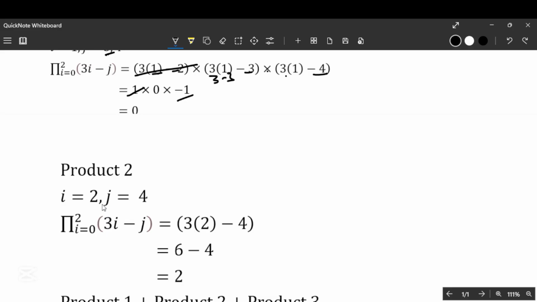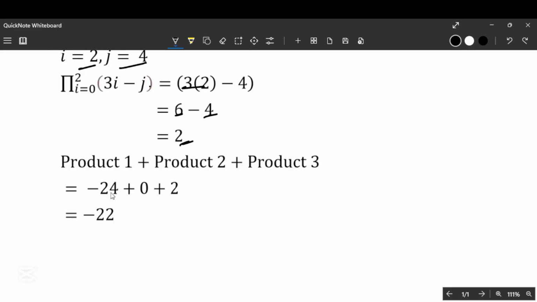So we have a combination of a product and a summation. So adding the products together, we are going to have product 1 plus product 2 plus product 3. So we are going to have negative 24 plus 0 plus 2, and that gives us negative 22.